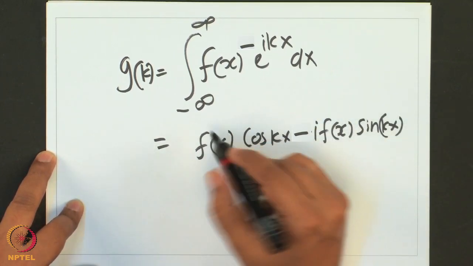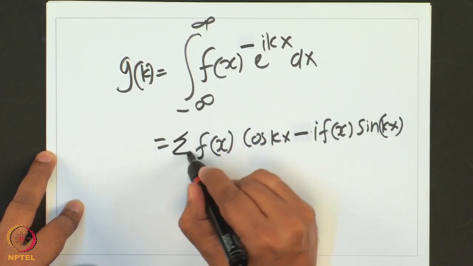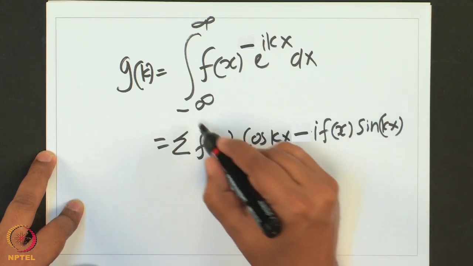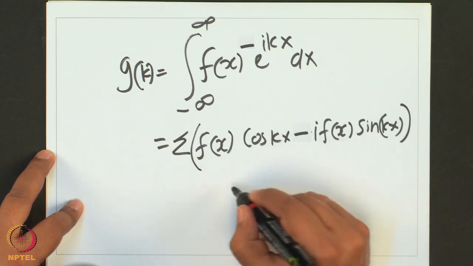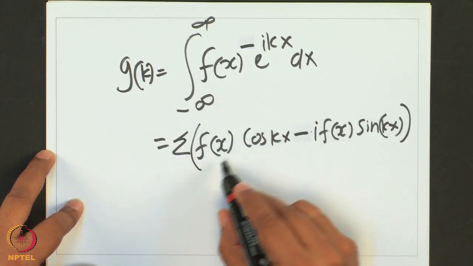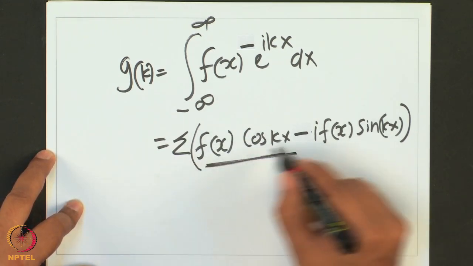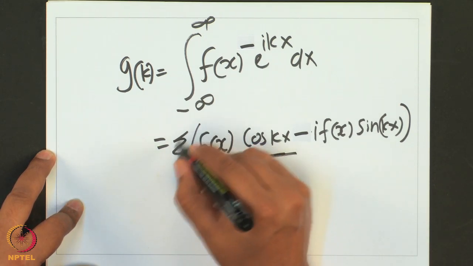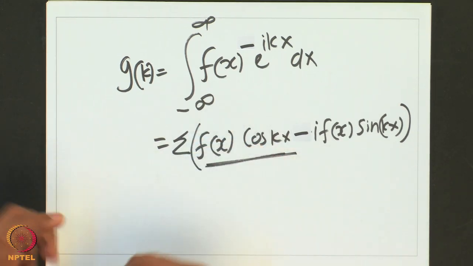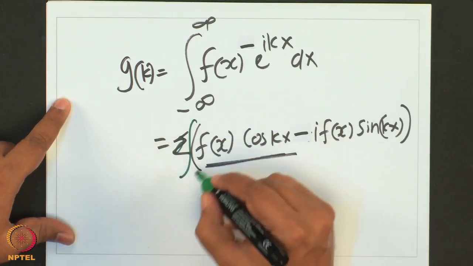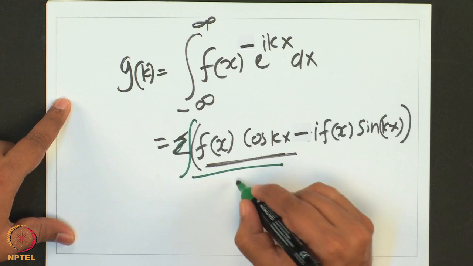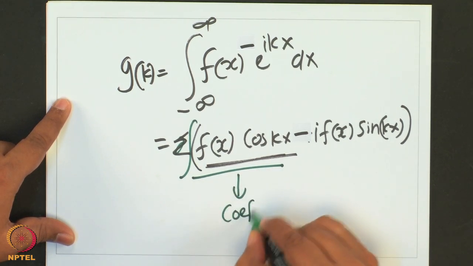And of course this integral can be written as a sum. So I can represent it as a sum of the whole thing. Now depending on the limit of the sum, you can see that this is like the integral one would do. If this is an integral, this integral is something that you would do to calculate the coefficients.